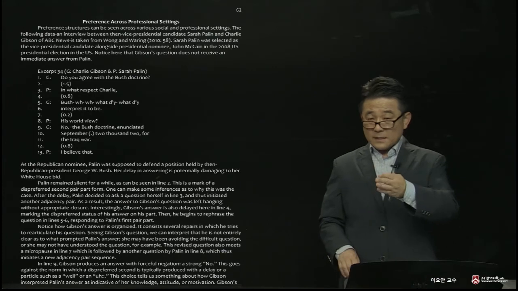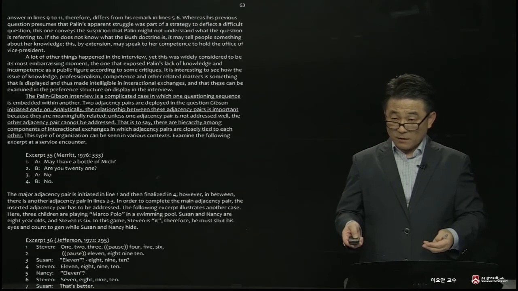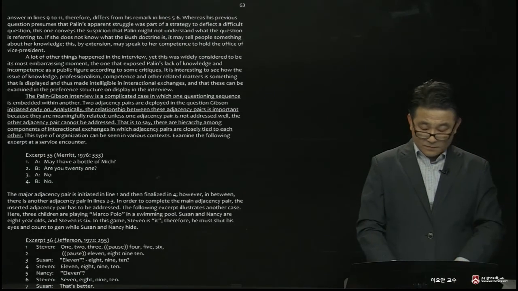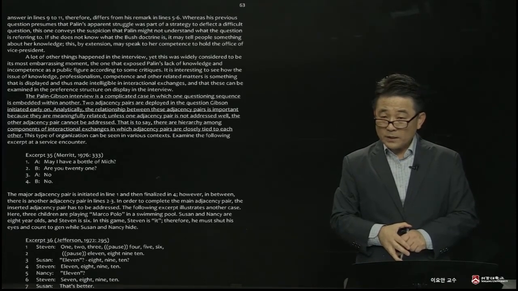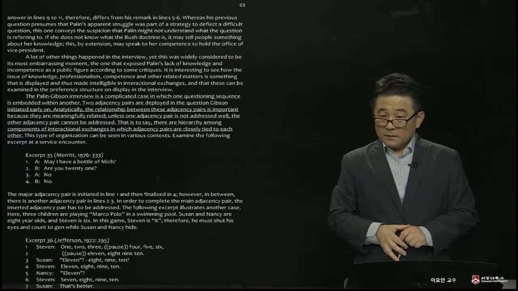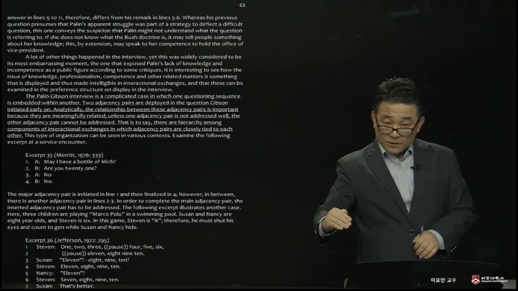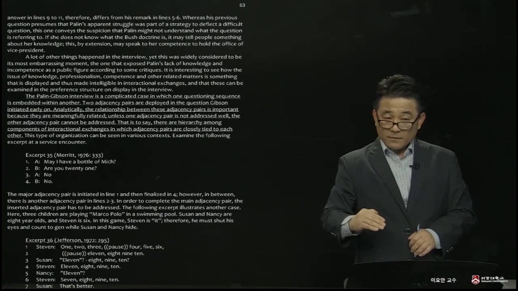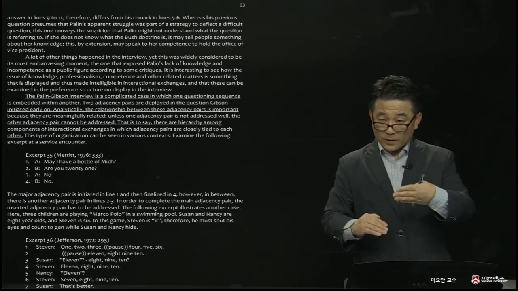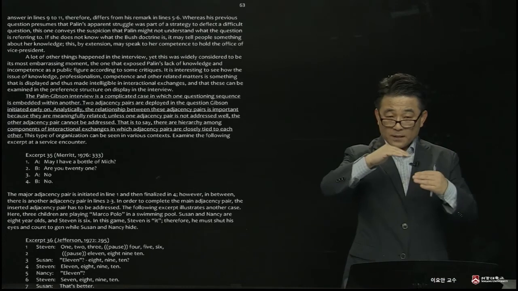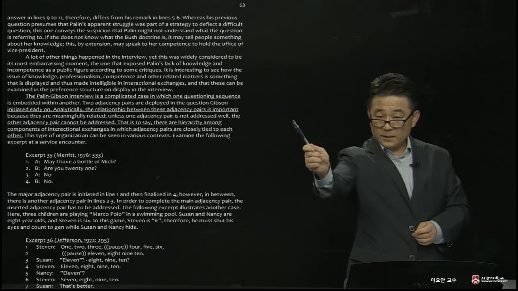So the analysis is listed in this text, and I'd like to jump into the concluding part on page 63. Here, the Pauline-Gibson interview is a complicated case in which one questioning sequence is embedded within another. In other words, when Charlie Gibson asks a question, an answer is due, but before producing an answer, Sarah Pauline produces another question. So Gibson has to answer that question. So the one adjacency pair is embedded into another adjacency pair. So that's what this passage is about.